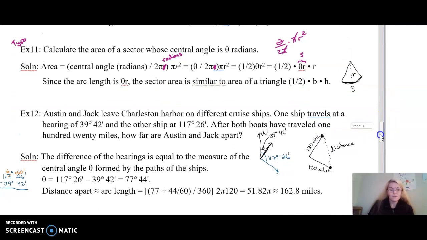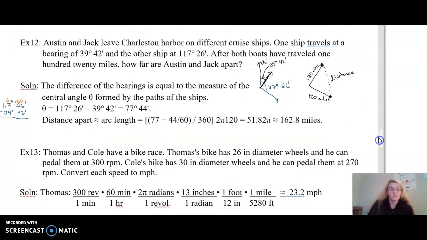All right, so example 12 now. Let's talk through this one. Austin and Jack leave Charleston Harbor on different cruise ships. One ship travels at a bearing of 39 degrees, 42 minutes. So again, from true north, one ship's going to go this way, 39 degrees, 42 minutes. And the other ship at 117 degrees, 26 minutes. Again, 180 would be directly south, 90 would be directly east, so 117 is going to be somewhere this way. After both boats have traveled 120 miles, 120 miles there, 120 miles there, how far apart are Austin and Jack? So the distance.